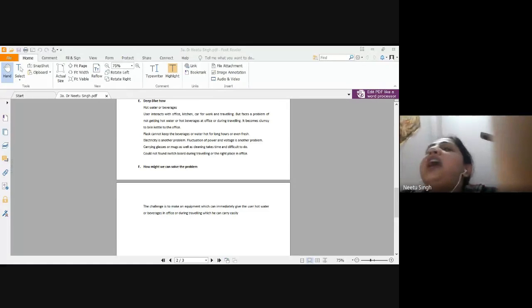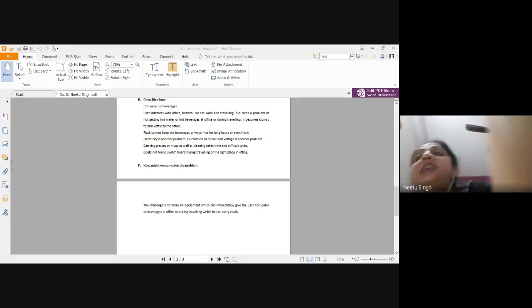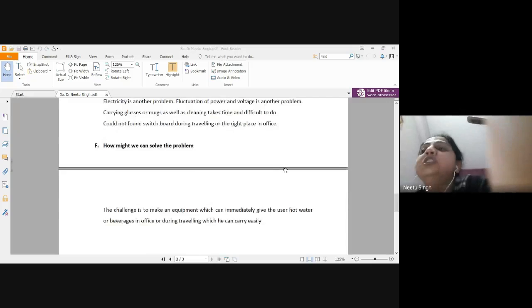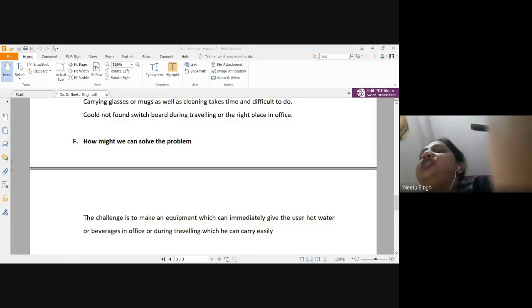So this is a deep dive into what problems a person has while carrying either the flask or the kettle, or finding the kettle or the switchboard. So how might we solve the problem? The challenge is to make equipment which can immediately give the user hot water or beverages in the office or during traveling, which he or she can carry easily.